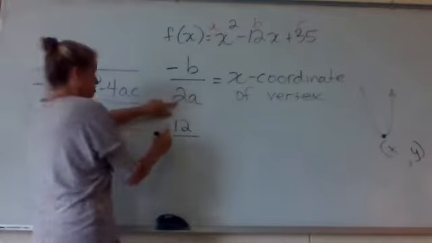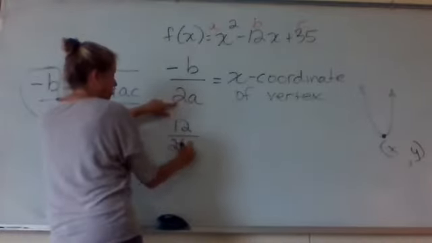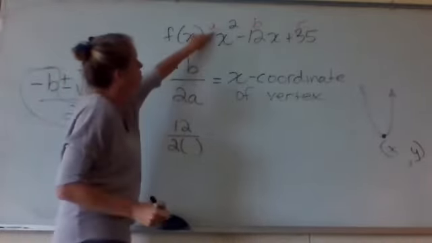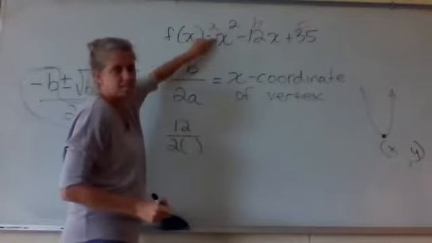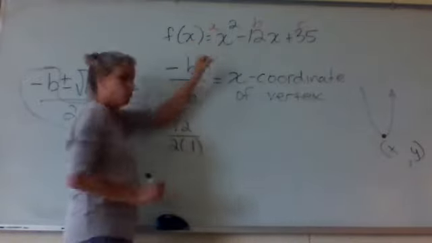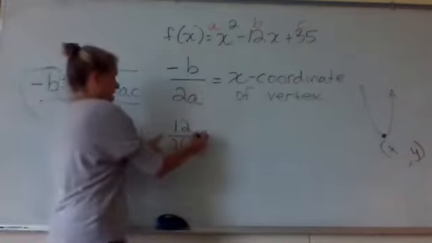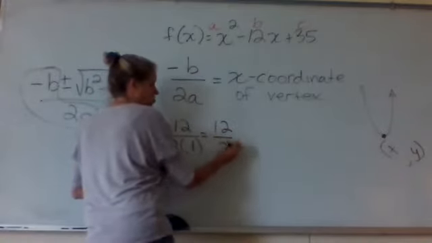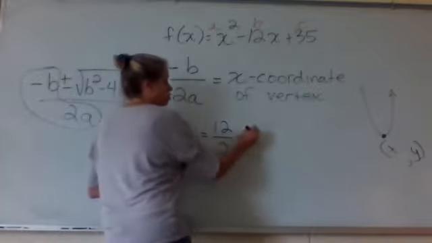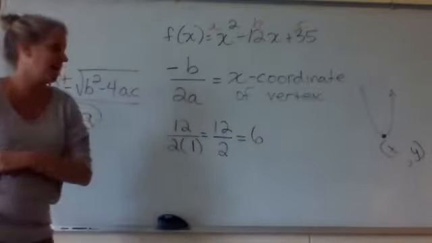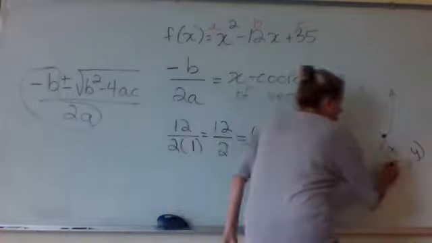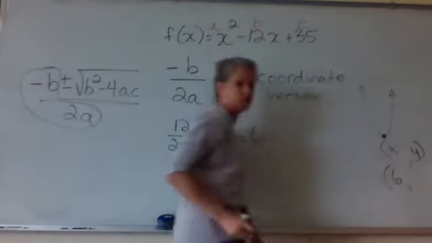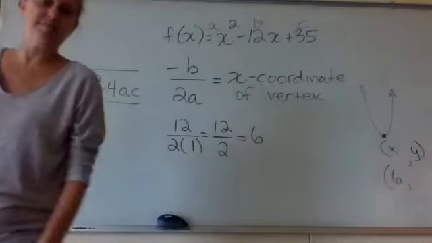What's the bottom going to need to be? 2 times a, which is 2 times, what is representing a? Since I don't see it, it's a 1. So now I have 12 over 2 times 1, which is 2. And 12 over 2 gives me 6. So now I know the x coordinate of the vertex is 6.